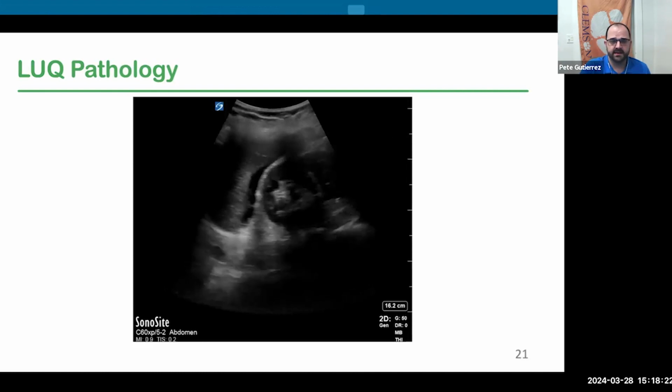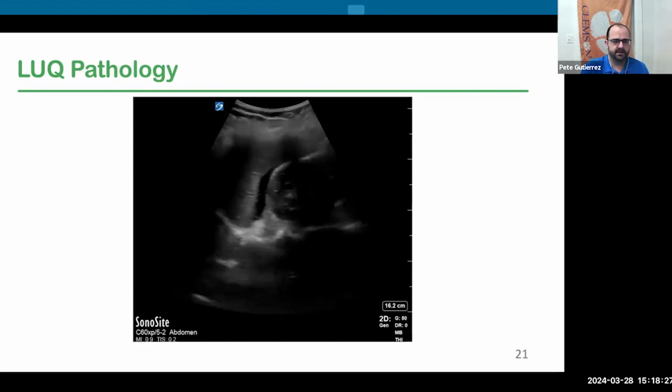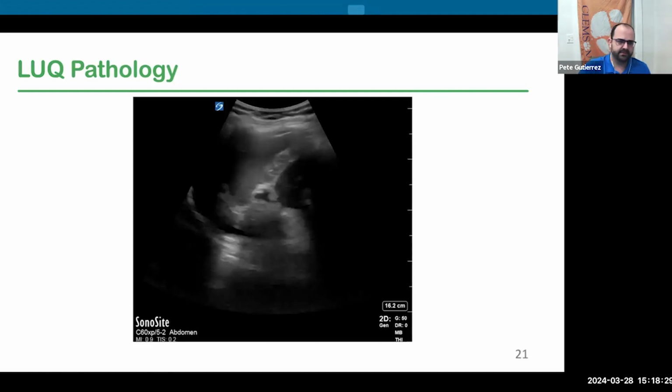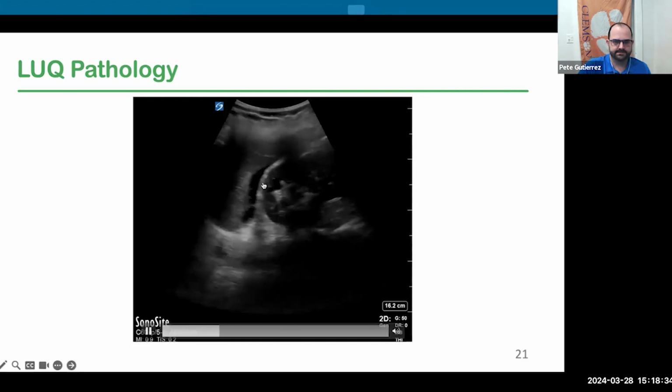And of course, after I say that, this is a direct example of fluid in that splenorenal space, right here in between those 2 organs.